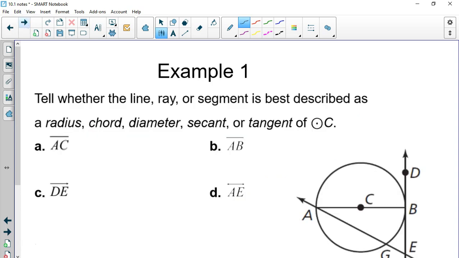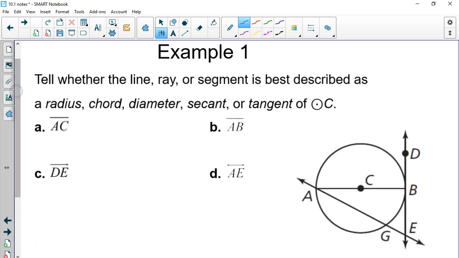Okay, so tell whether these are ray, segment, line. What are they? Are they a radius, a chord, diameter, secant, or tangent? So AC. AC goes from the outer edge to the middle. So that would be a radius. AB goes from one edge to the other through the center, so that's a diameter.